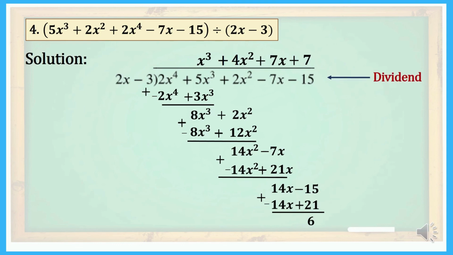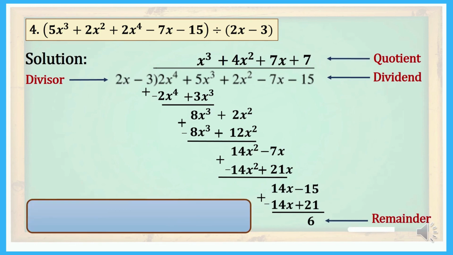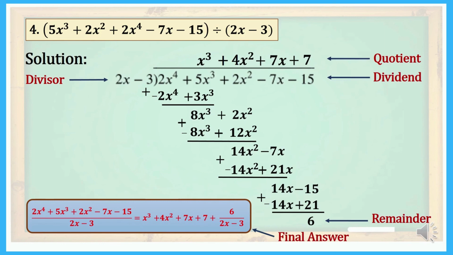So here's the dividend: 2x to the fourth power plus 5x cubed plus 2x squared minus 7x minus 15. And here is our divisor, here is our quotient, and here is our remainder. Write your final answer in this manner: 2x to the fourth power plus 5x cubed plus 2x squared minus 7x minus 15 all over 2x minus 3 equals x cubed plus 4x squared plus 7x plus 7 plus 6 all over 2x minus 3. So that is our final answer.